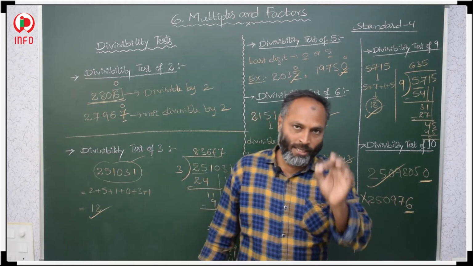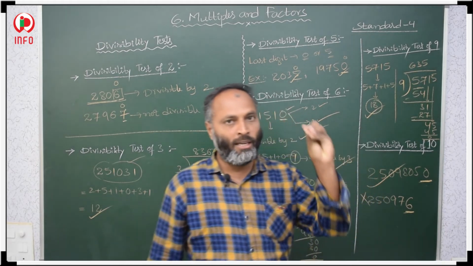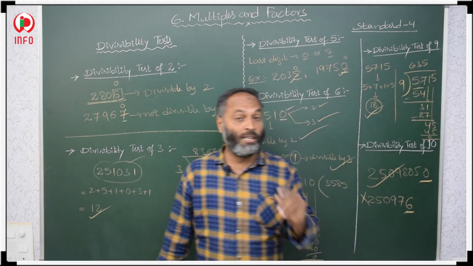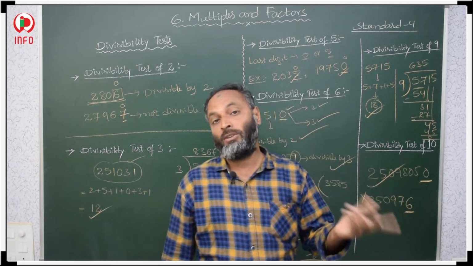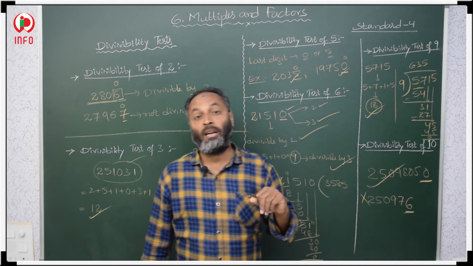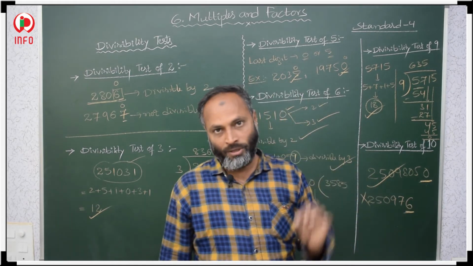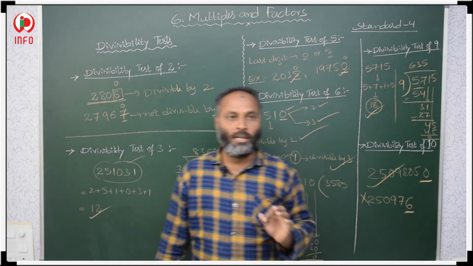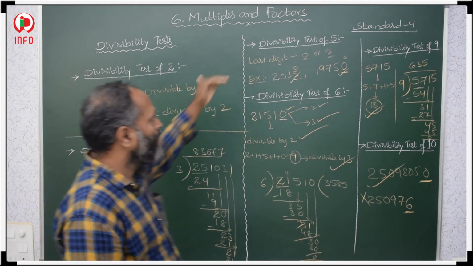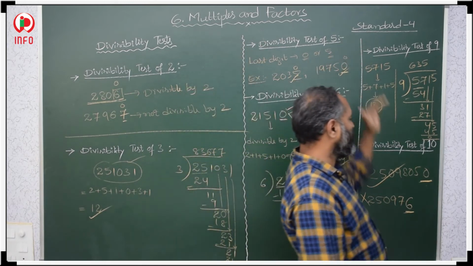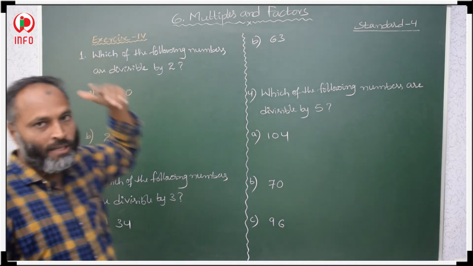So, if 0 is there in the unit place, then the number is divisible by 10. For divisibility by 5, the last digit should be 0 or 5, then it is divisible by 5. For 10, the last digit, meaning the ones digit, should be 0, then the number is divisible by 10. So these are the divisibility conditions for 2, 3, 5, 6, 9, 10. Okay, in Exercise 4, these questions are based on the divisibility tests.